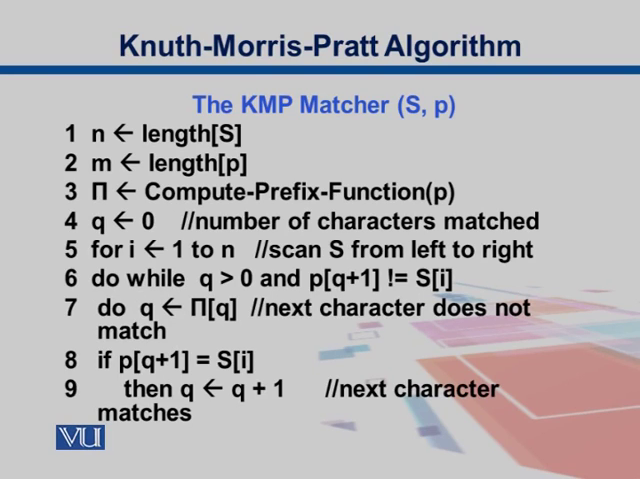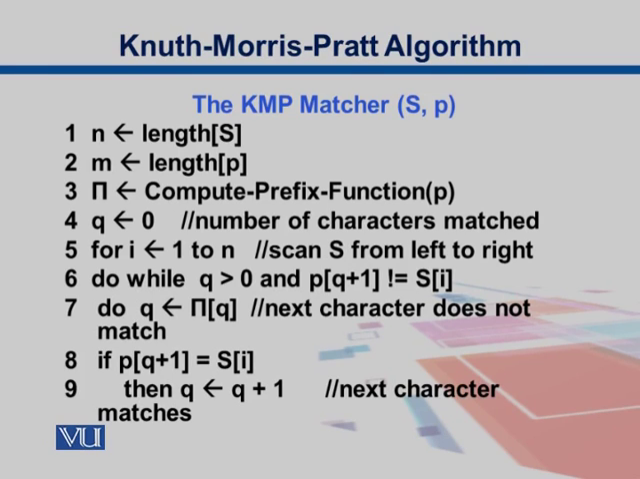We add a do while loop, and in the same way as we did in the prefix function, we will check whether the value of q is greater than 0 and at the same time we found a mismatch. In that case, in q we will put the prefix value which we computed earlier. So at that particular q, what is the value of this pi at that point? We will substitute that value into q.